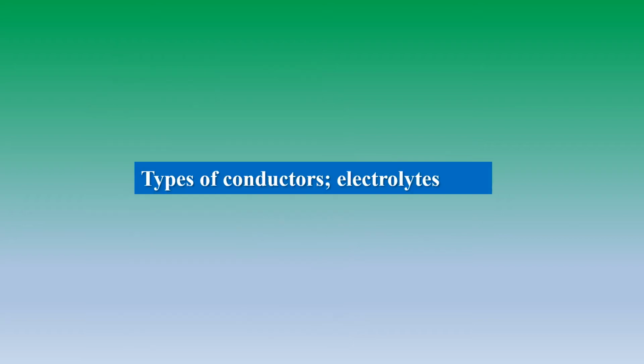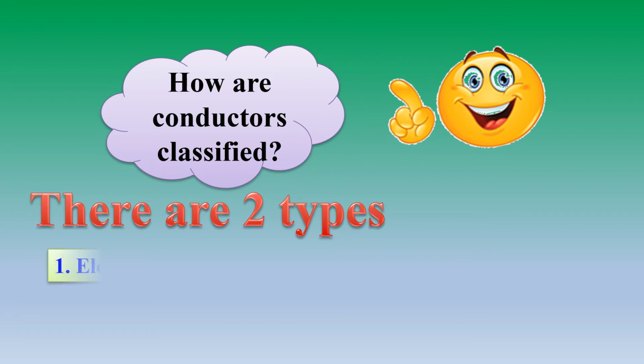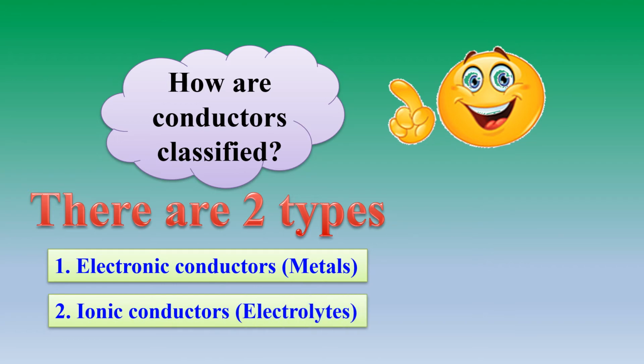Types of conductors and electrolytes. How are conductors classified? There are two types of conductors. First one is electronic conductors, also called metals. Second one is ionic conductors, also called electrolytes. Let us discuss the electronic conductors and ionic conductors in detail.